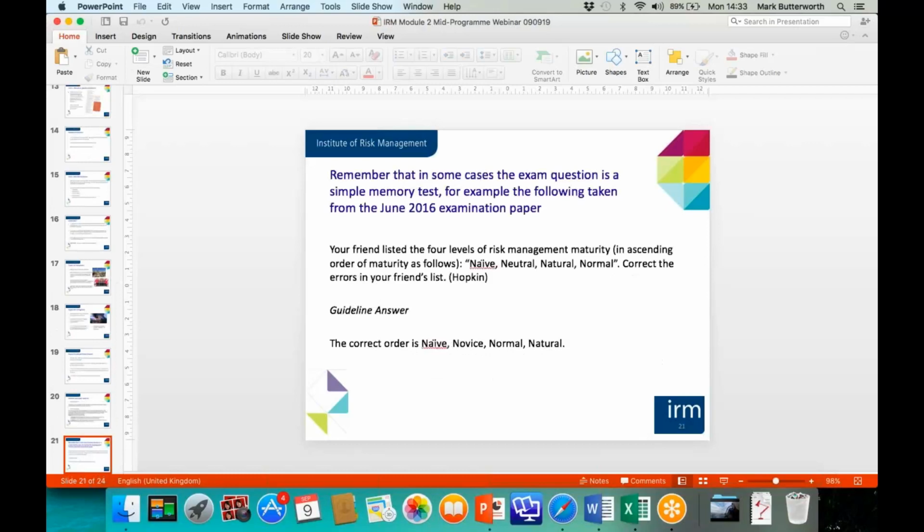I suppose, somewhat like the first question we just looked at in the previous slide, in many cases the exam question is a straight, simple memory test. This one is taken from the June 2016 exam paper. Your friend listed the four levels of risk management maturity, in ascending order of maturity, as follows. Correct the errors in your friend's list (Hopkin).